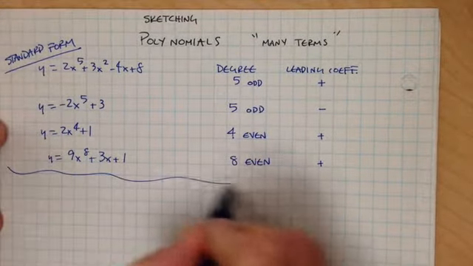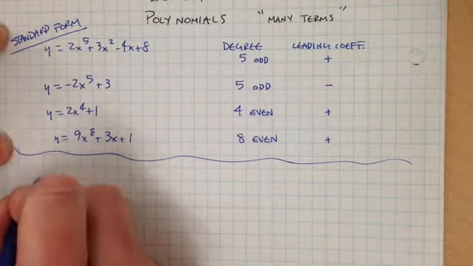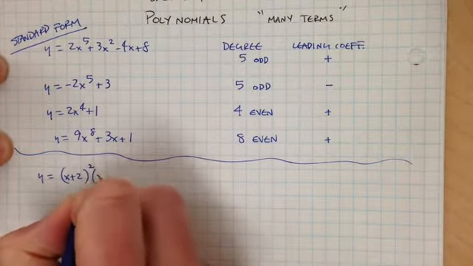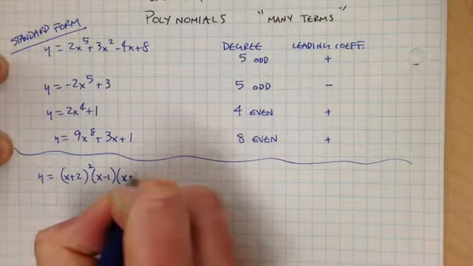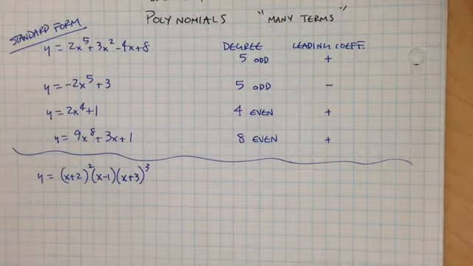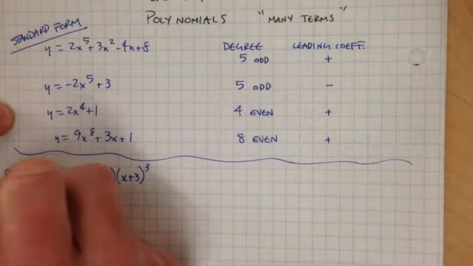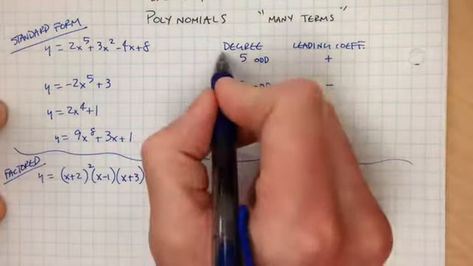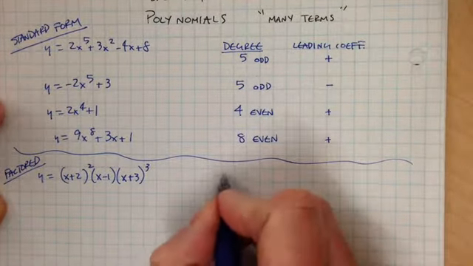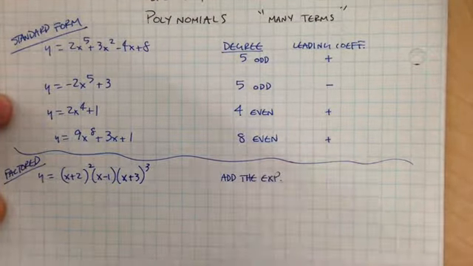Now let's take a look at something that is the same yet different. Polynomials. Y equals x plus 2 squared, x minus 1, x plus 3 cubed. These polynomials are not in standard form. These polynomials here are in a factored form. So when we are looking for our degree in a factored form, we do something a little bit different. We add the exponents for my degree.